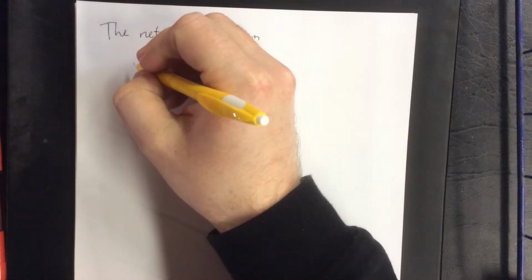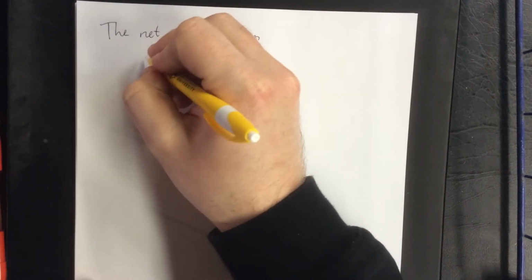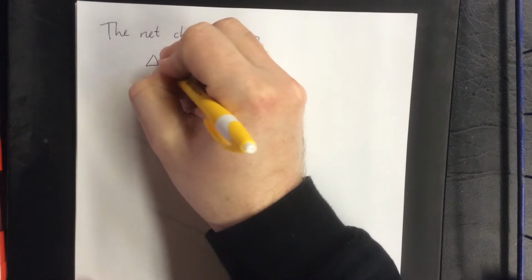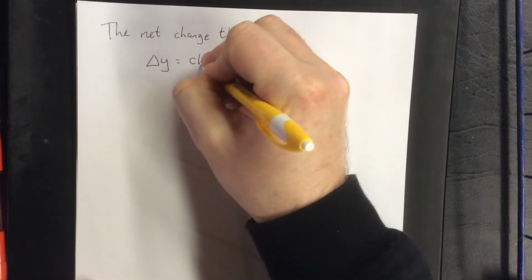Now that we've got a decent idea of what's going on as far as indefinite and definite integrals are concerned, let's talk about what's referred to as the net change theorem. The net change theorem relies on our ability to recognize the total amount of change in something.